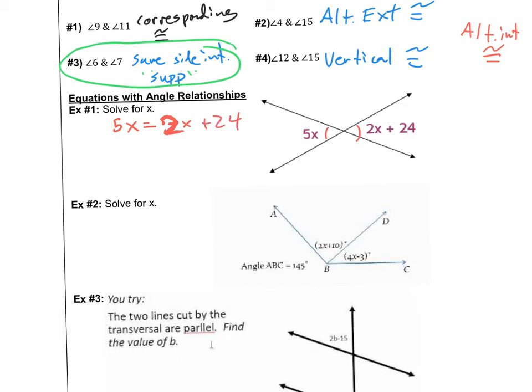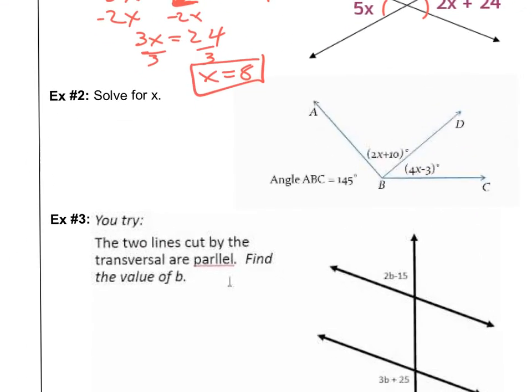5x equals 2x plus 24. So then we would subtract 2x from both sides, and we get 3x equals 24. Divide both sides by 3. And so x equals 8. Boom, we just solved for x, no problem. Because they're congruent, so we could set them equal. Easy.